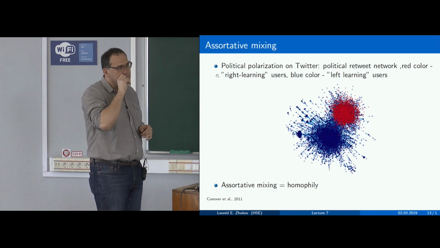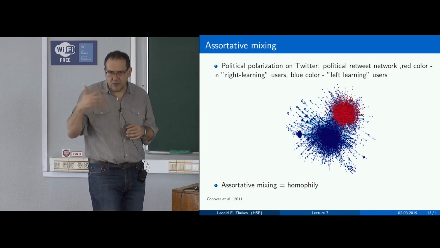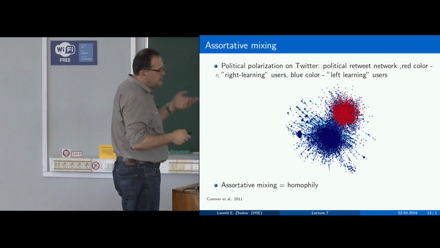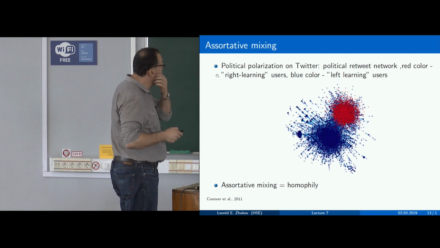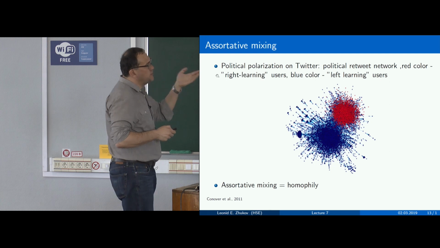And of course, you want to be able to somehow quantify this, right? You want to be able to quantify this property. Well, how would you do this? Very similar to what we have done before, and actually we're going to go there in a second. This is an example of assortative mixing, right?